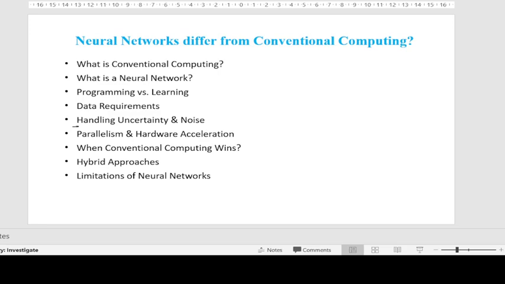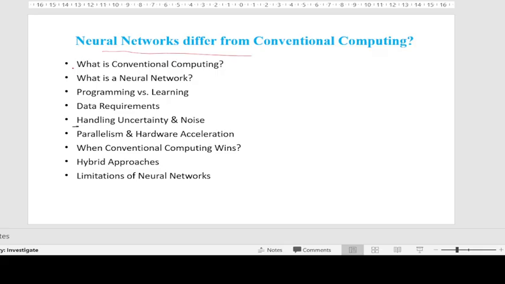Dear students, in the last lecture we discussed the deep learning fundamentals. What is the perceptron, where we can use the perceptron, and how conventional computing is different from the perceptron. In continuity of the lecture, this is the neural network continuation. In this lecture we will discuss how neural networks are different from conventional computing.